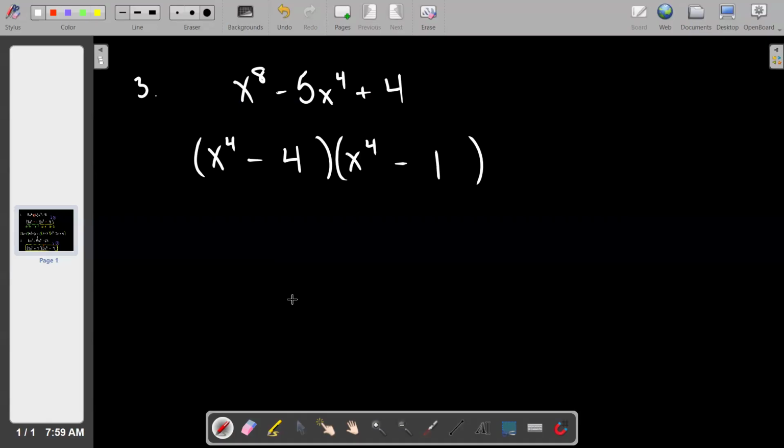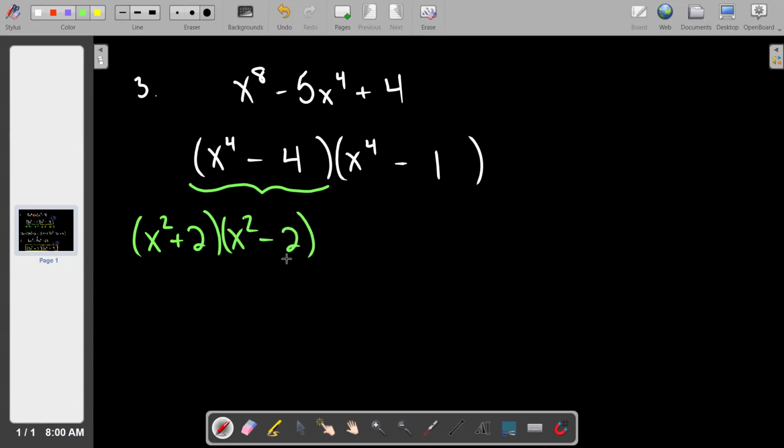Both are differences of squares. You do not have to have a power of 2 to be a square. You have to have any exponent that's a multiple of 2, an even number. So this green one is going to factor down into x squared plus 2 times x squared minus 2. By definition, that is how you factor down a difference of squares. This red one is going to factor down into x squared plus 1 times x squared minus 1.